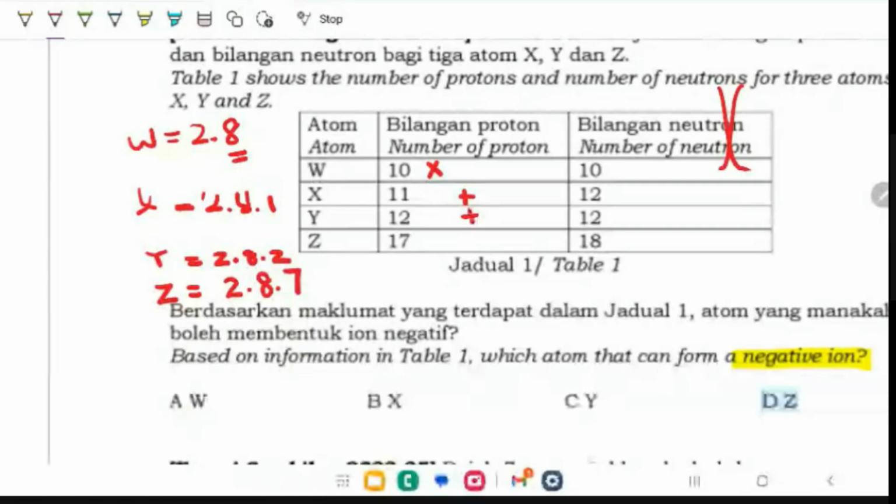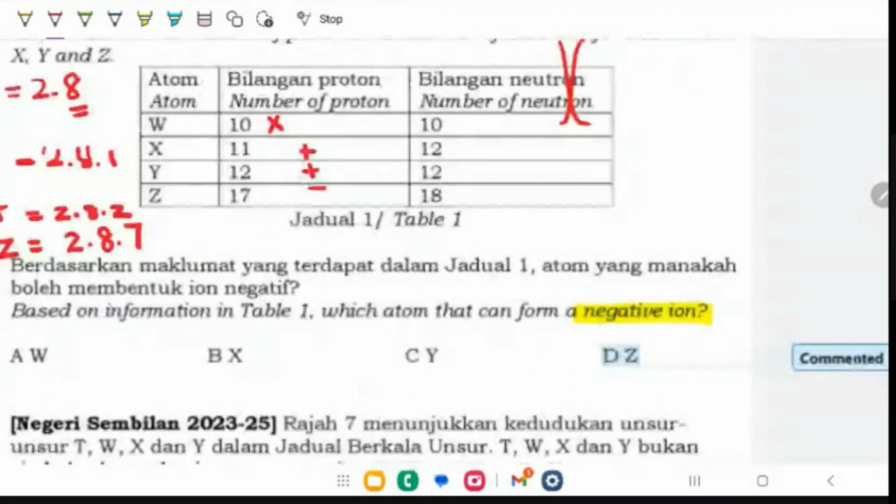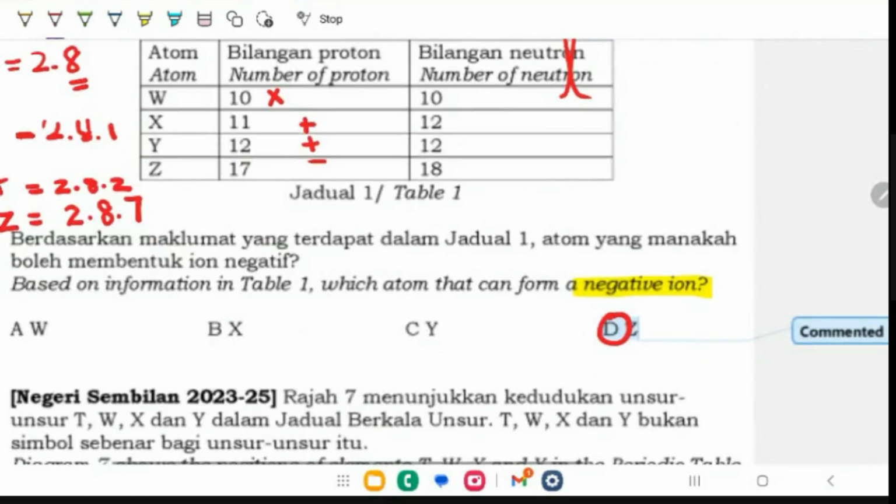It's also positive. Okay, then 287. This one is negative. So meaning that is Z. Z is the answer. Okay.